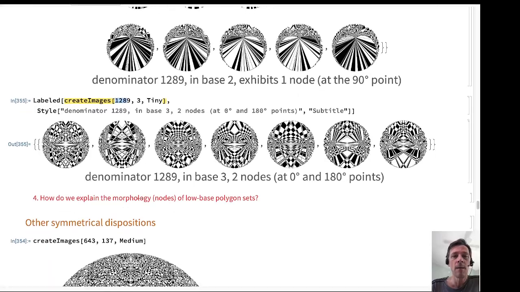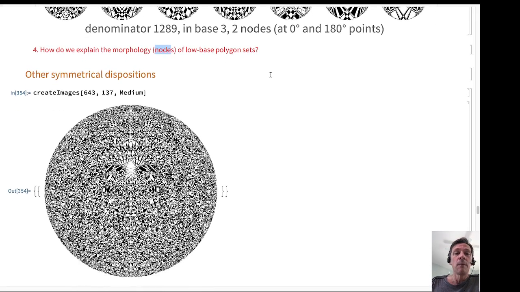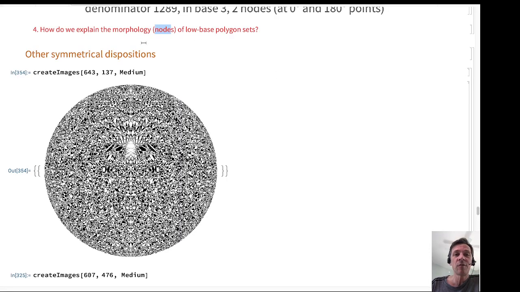Now we come to our fourth modular arithmetic question. How do we explain this morphology, these nodes, for low base polygon sets? Again, that's an exercise left to the reader. But moving on to other sorts of symmetrical dispositions, this is something mysterious. I really don't know how to explain it, but with denominator 643 and base 137, I get this sort of clear white or whitish spot in the middle.